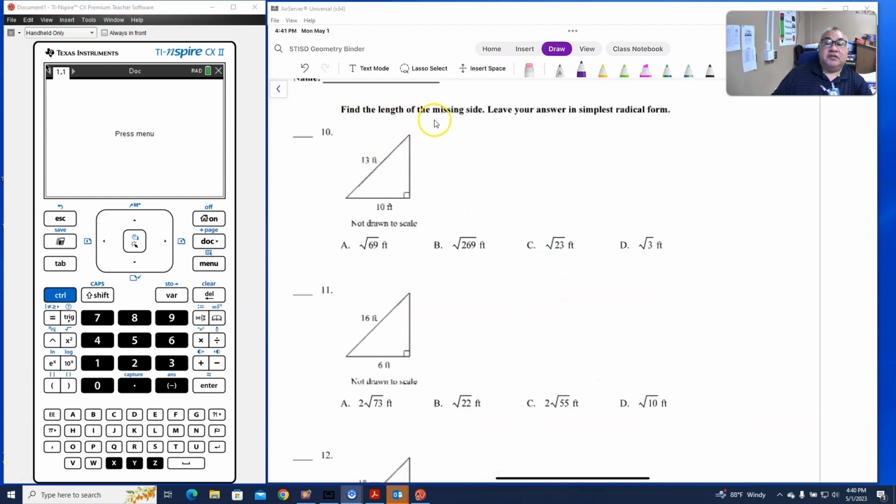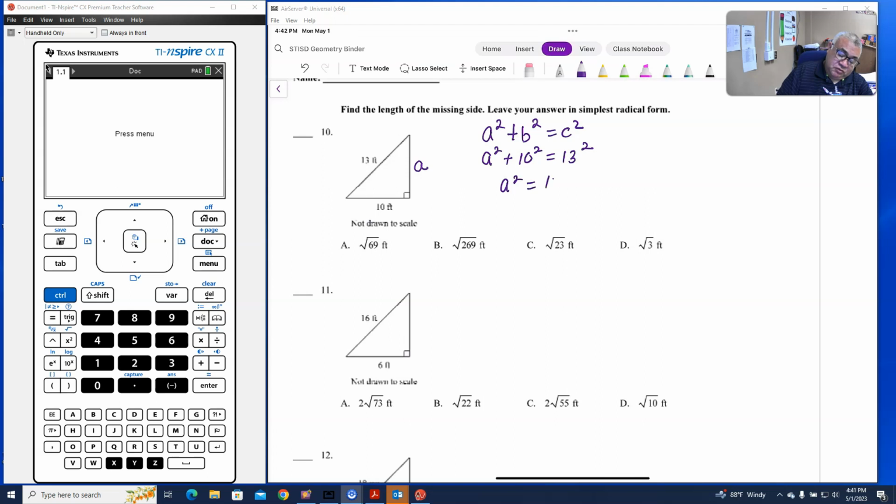Number 10, it says find the length of the missing side. This is a right triangle. And so we're going to use the Pythagorean theorem. A squared plus B squared equals C squared. So I'm going to say that this is A. So we have A squared plus 10 squared equals 13 squared.